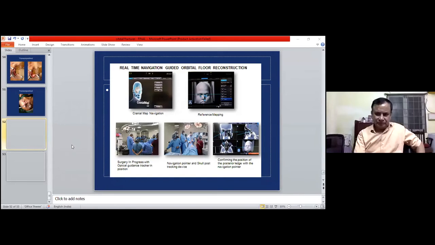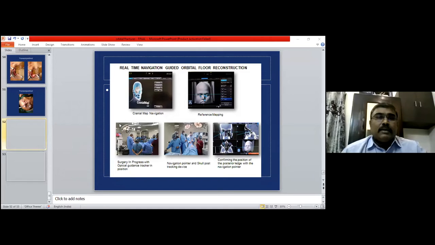Yes, sir, this is again the same thing, the real-time navigation guided orbital floor surgery, which we have started. And this is the original setup in Aravind Eye Hospital where we have performed the procedure. This is the latest thing we have done.